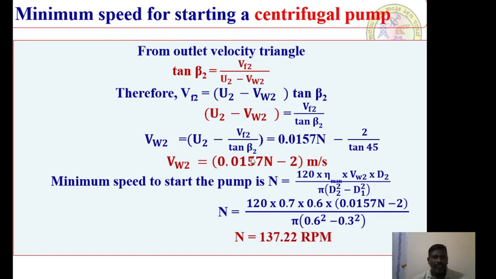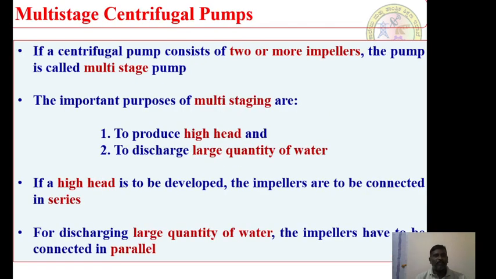Therefore, from this particular expression, I can express Vw2 in terms of capital N. So, the minimum speed to start the pump is N equal to 120 into manometric head, Vw2 is given, and d2 pi into d2 square minus d1 square. Both the systems are available in this case, so solve for capital N. That is the minimum speed to start the respective centrifugal pump.